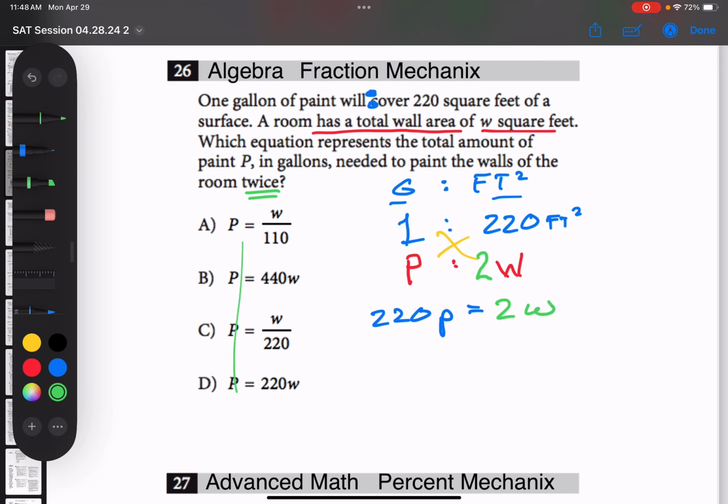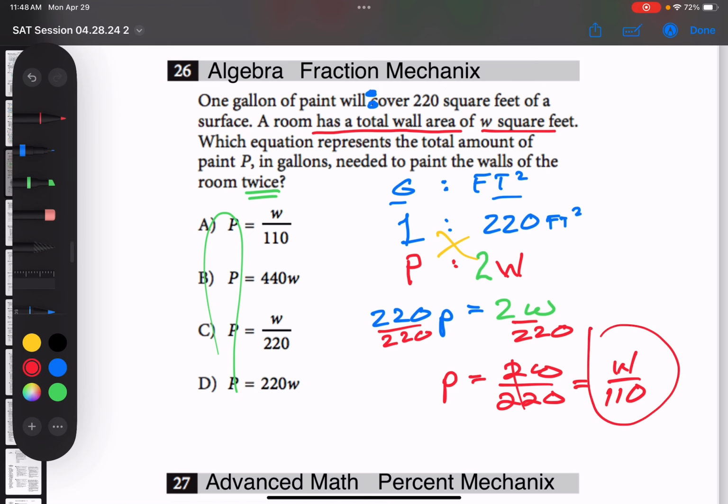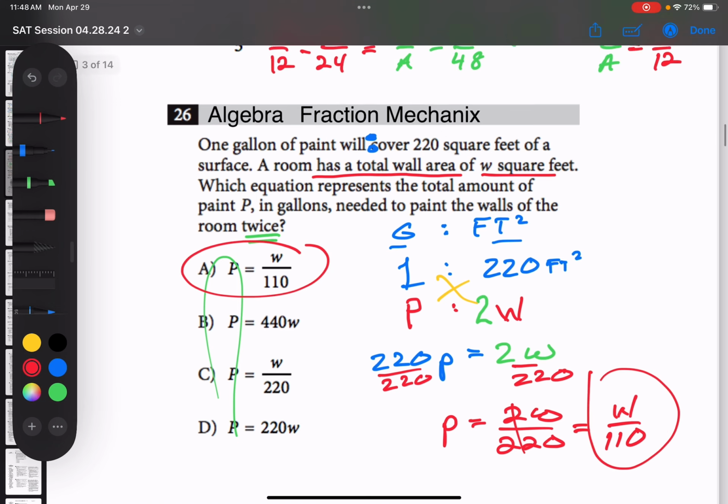And how do we solve for P? Notice each answer choice is solved for P. So that would be P equals, we have to divide both sides by 220. So that'd be P equals 2W over 220. And we could reduce this, right? So that would be equal to W over 110. So your answer is right there.